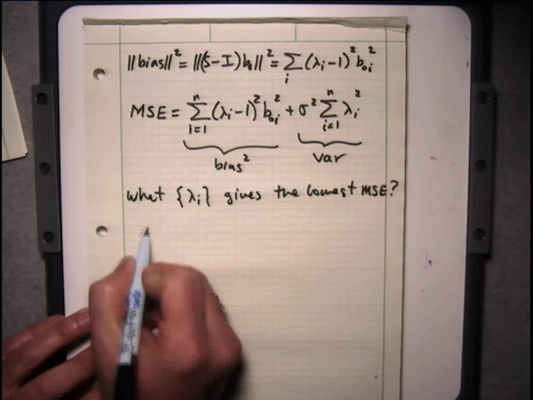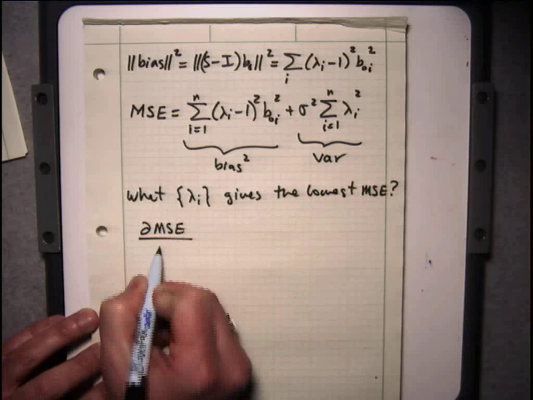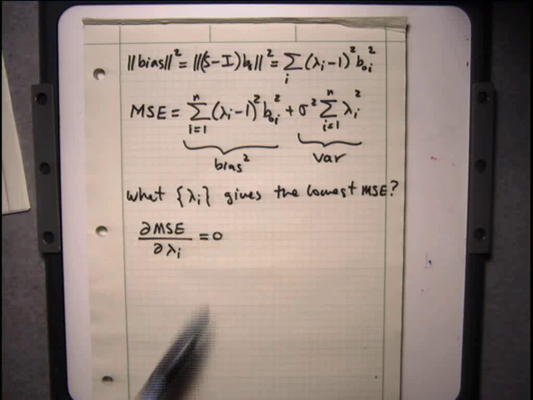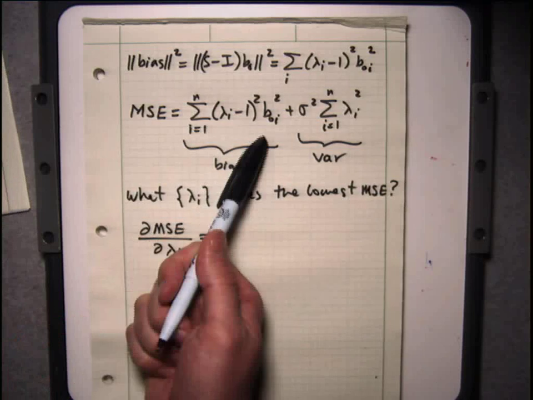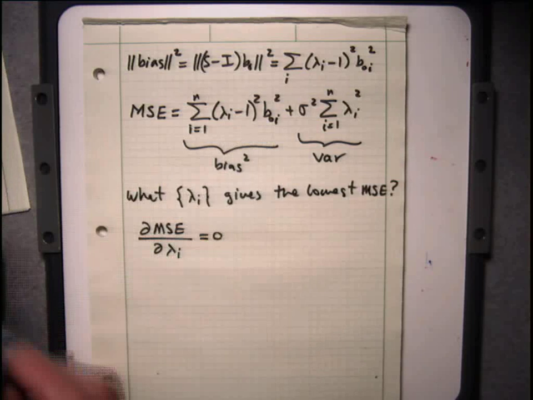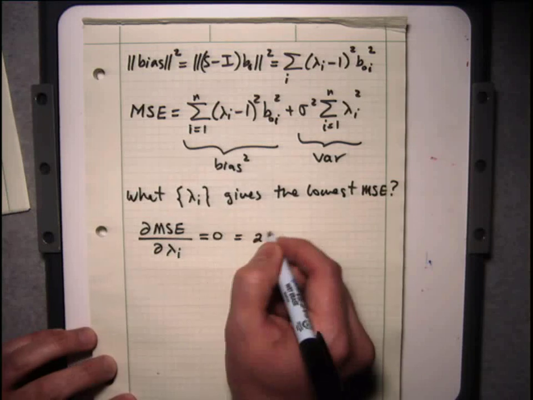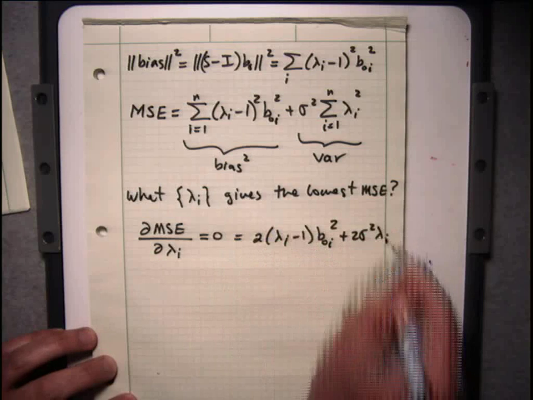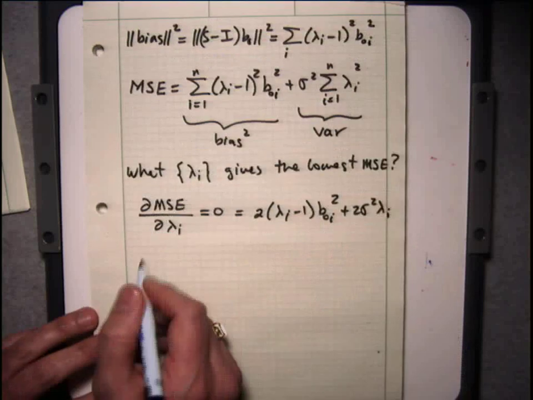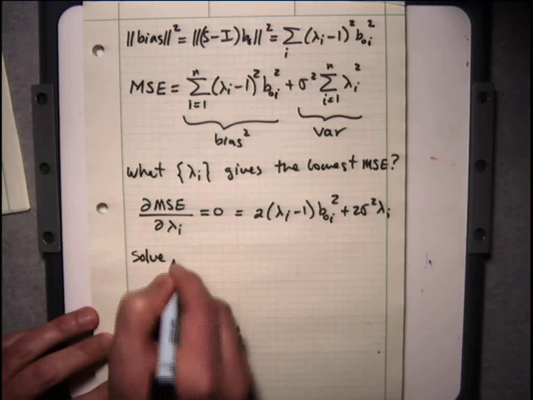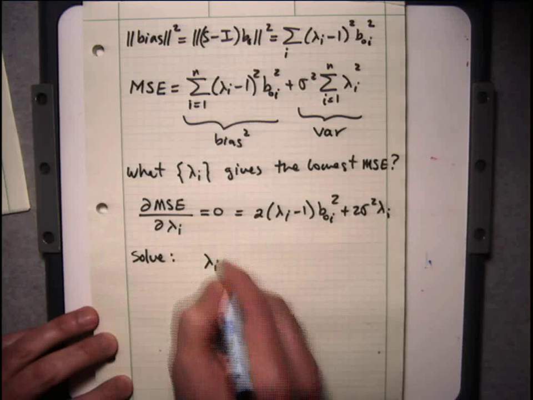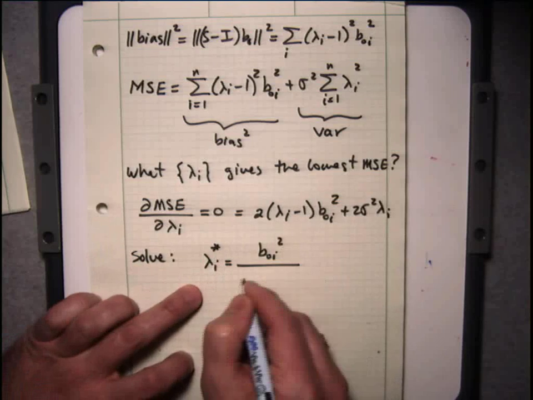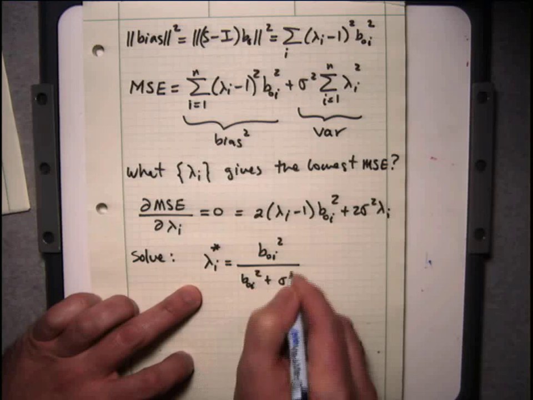What we're going to do is take the derivative and set it equal to 0 with respect to lambda_i. Now the beauty of this is that this derivative is really easy. This is just a quadratic in terms of the lambda_i. So if I take this derivative, what I get is 2 times (lambda_i minus 1) V0i squared plus 2 sigma squared lambda_i. And you solve this, and here's what you get. Lambda_i star, the optimal spectrum for W, is V0i squared divided by V0i squared plus sigma squared.